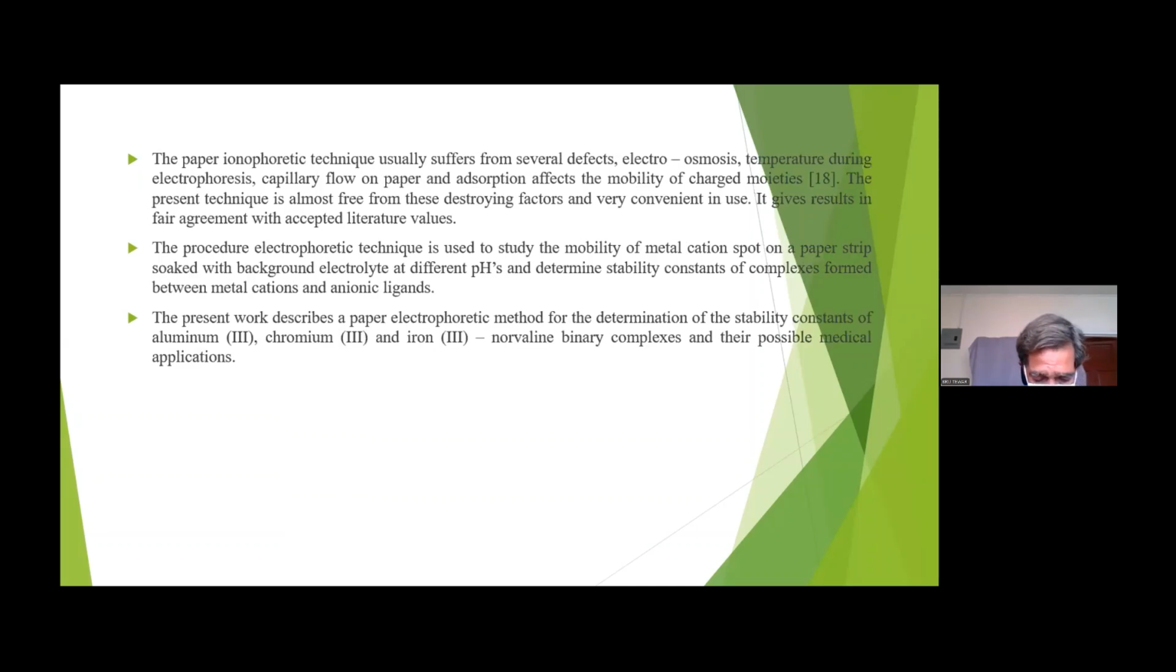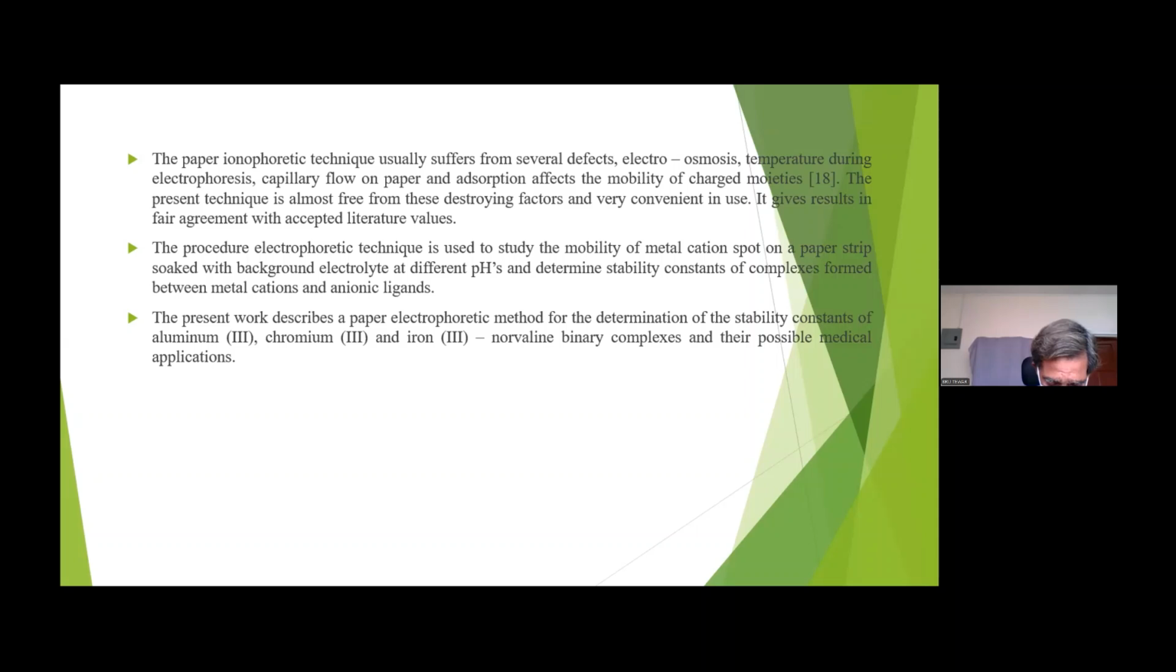Paper electrophoretic techniques usually suffer from several defects: electroosmosis, temperature during electrophoresis, capillary flow on paper, and adsorption, which affect the mobility of large molecules. The present technique is free from all these irritating factors and very conveniently used. It gives results in fair agreement with accepted literature values.